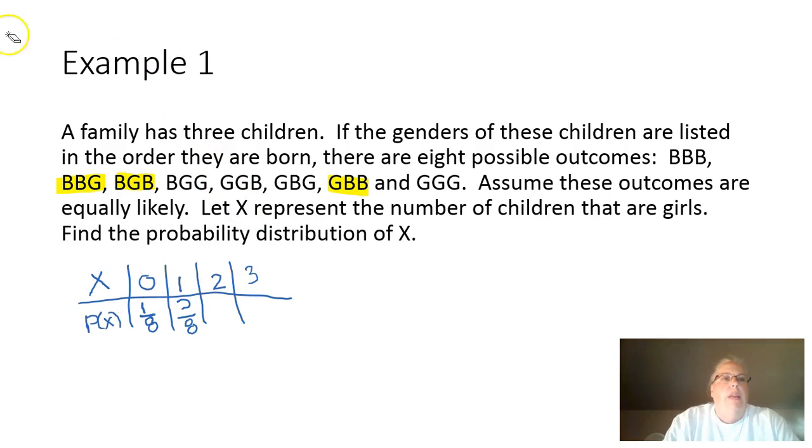Alright. And then we want to know the probability of a family having 2 girls. So let's see. There's 2 girls. There's 2 girls. There's 2 girls. That's just 1. That's 3. This has 1. This has 1. Alright, so the probability of having 2 girls is going to be 3 out of 8.